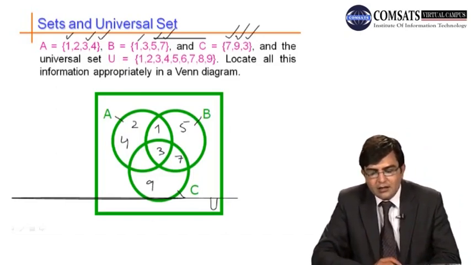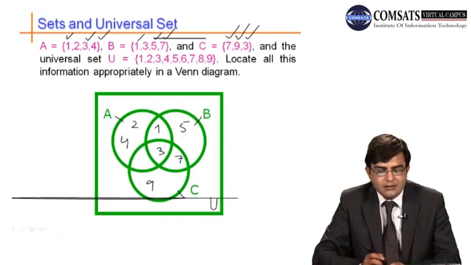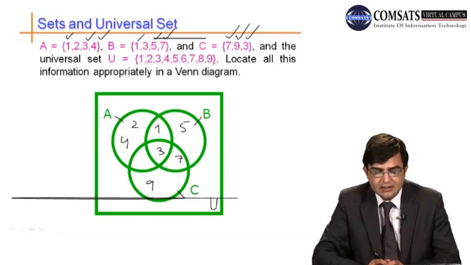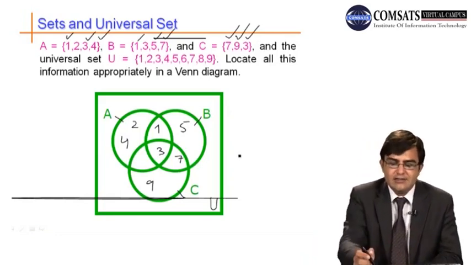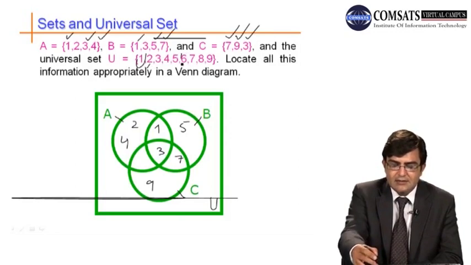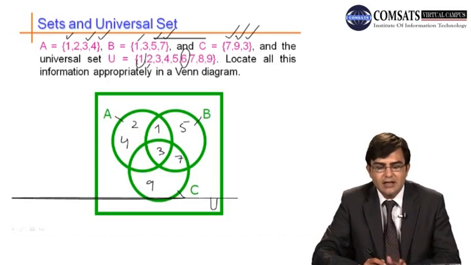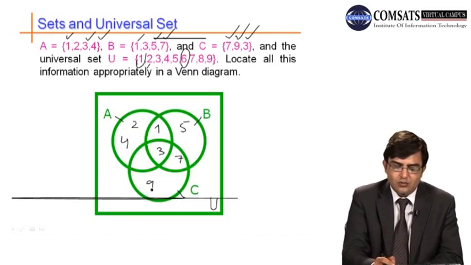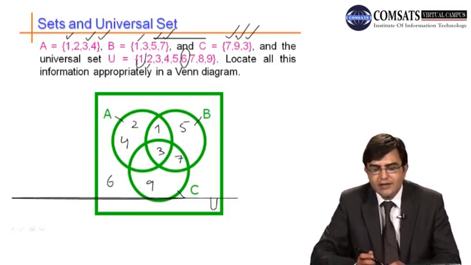Now these are the placements of integers or members of A, B and C. Now we see the placement of the universal set. In universal set, 1 has already been placed, 2 is also placed, 3 is placed, 4 is placed, 5, 6. 6 is an element which is not in A, B and C, but 6 is in universal set. So we write 6 here outside all these 3 sets A, B, C, because 6 is in universal set.